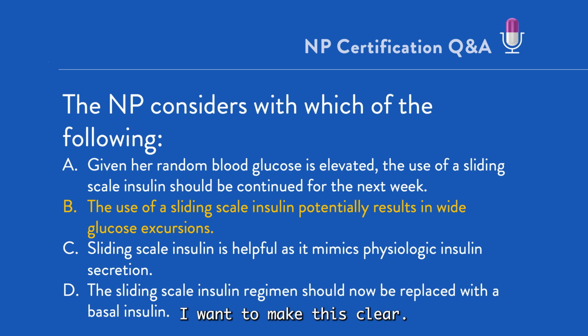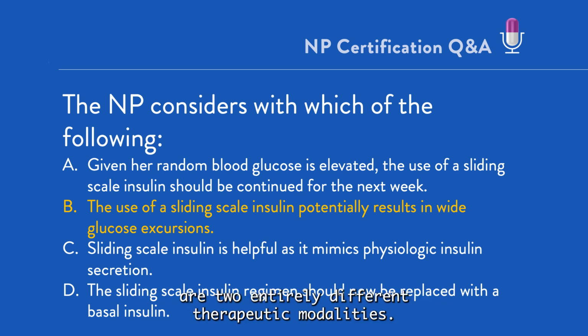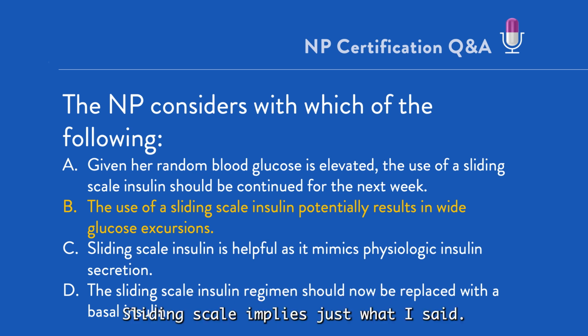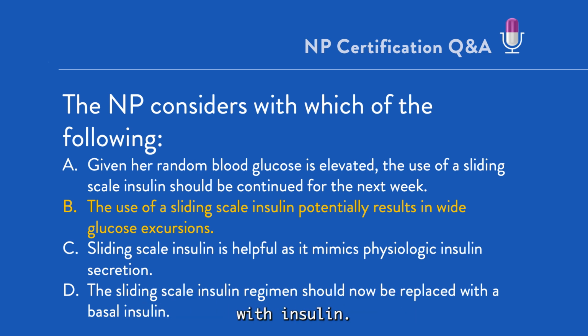I want to make this clear. Sliding scale insulin and correction insulin are two entirely different therapeutic modalities. Sliding scale implies just what I said. You're going to let the sugar go up, and then you're going to chase it down with insulin.